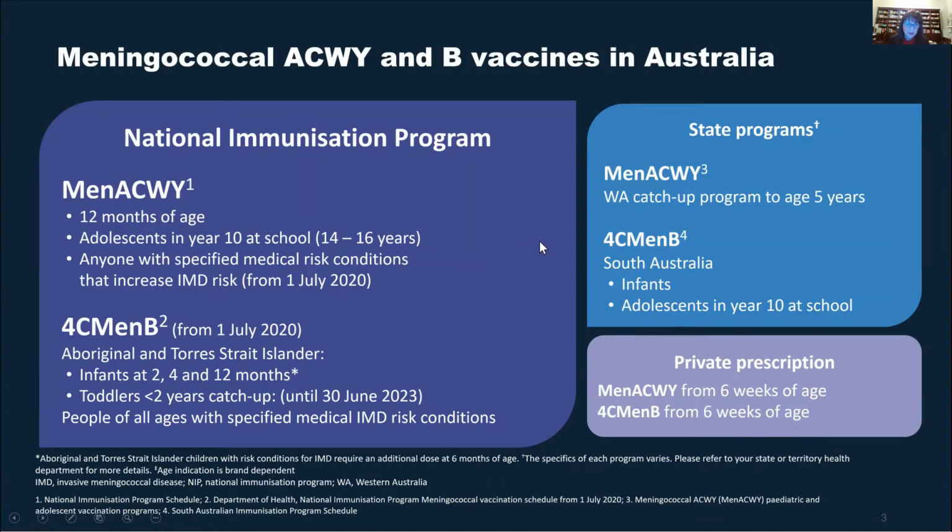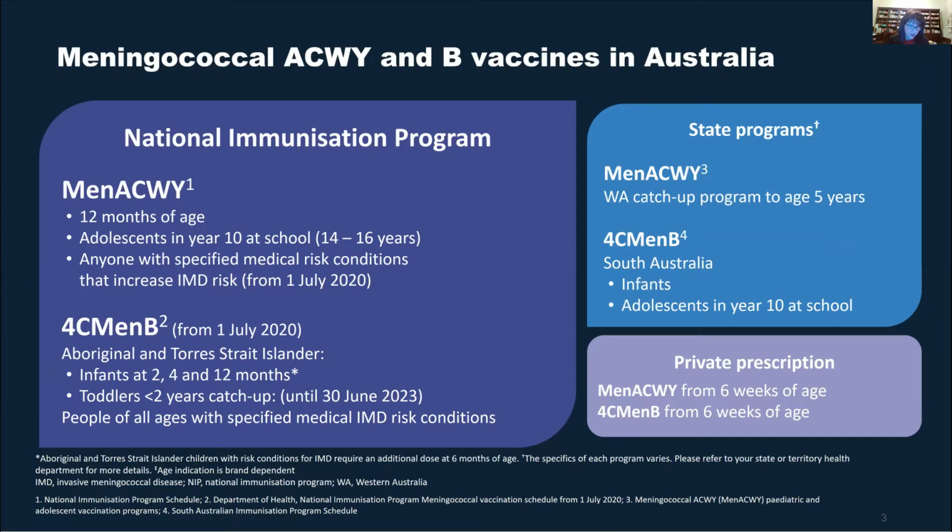Just to start with, I wanted to give you a little bit of background about our meningococcal immunisation program in Australia. We have a national immunisation program which provides the meningococcal ACWY vaccine at 12 months of age, and then for adolescents in year 10 at school, which is about 14 to 16 years of age.